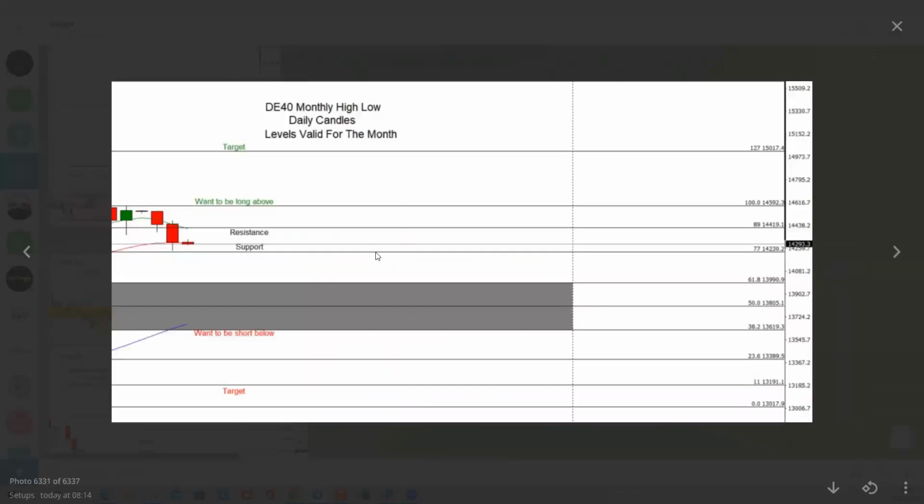On the DAX monthly high low, currently between levels of the 77 and 89 as support resistance. If you look at the moving averages, 8 is above 21 above 50. Indicating trend is up, so we want that push above the 100 level to aim for the 127 target.